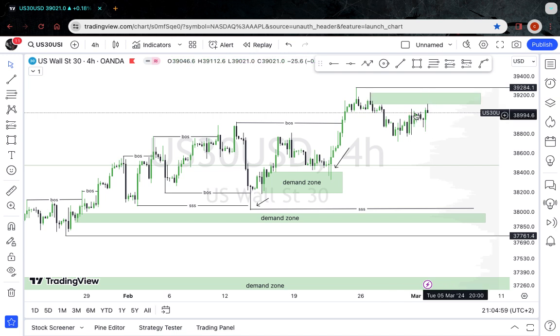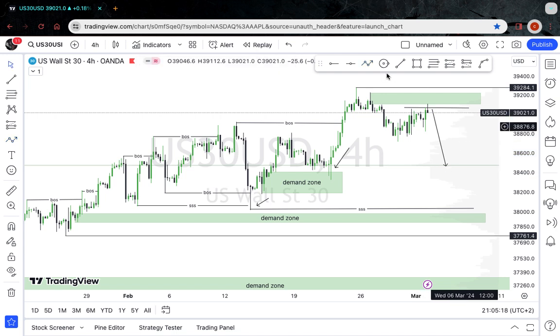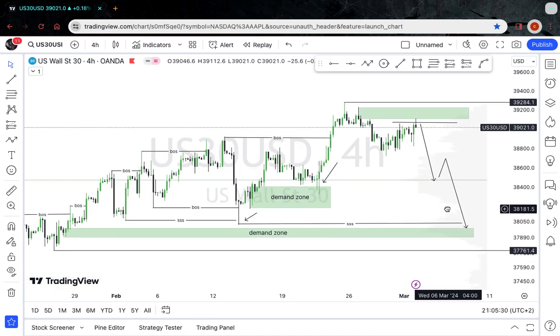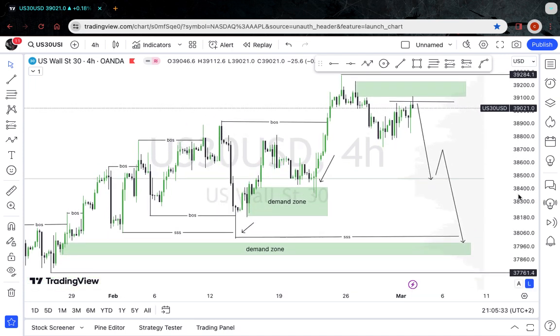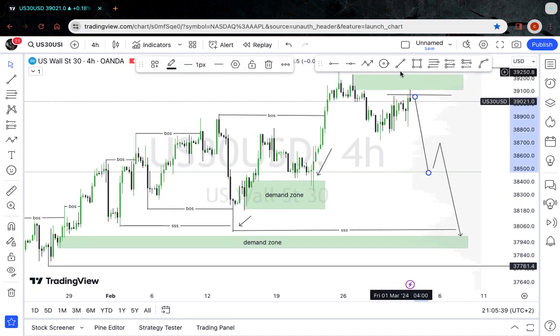Meaning the market closed below that supply zone, and that's the reason why we are looking for a push to the downside, you understand? So probably if the market is volatile, remember it's also NFP week, we might reach our overall demand zone. So let us continue.